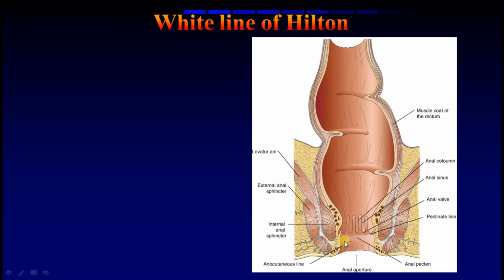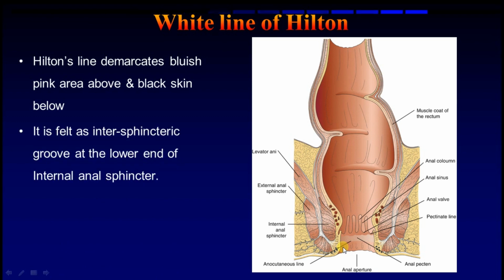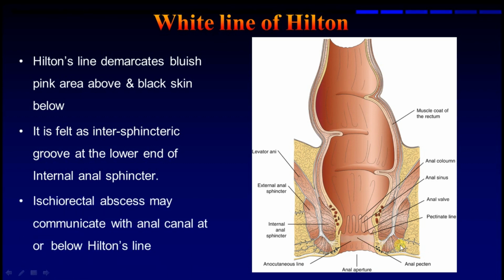The white line of Hilton marks the lower limit of the middle 15 mm of the anal canal. As I told you, the anal canal is bluish pink above and black skin below. This behaves more like the skin of our body, with sebaceous and sweat glands, and it marks the lower end of the internal anal sphincter. An ischiorectal abscess may communicate at the level of Hilton's line or below this.